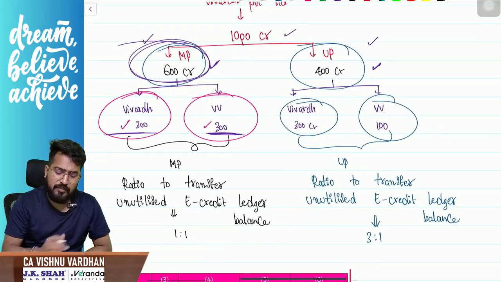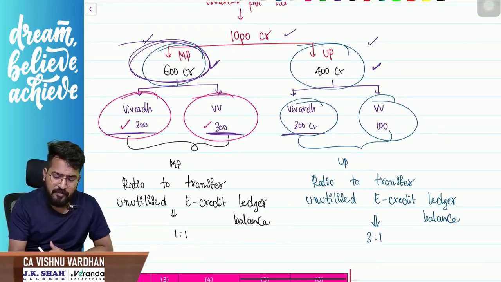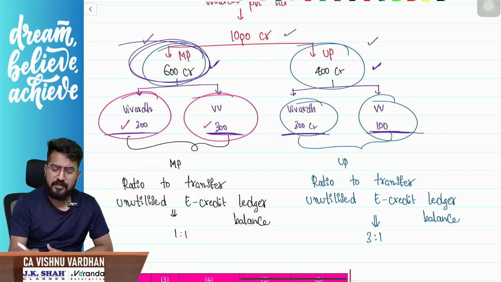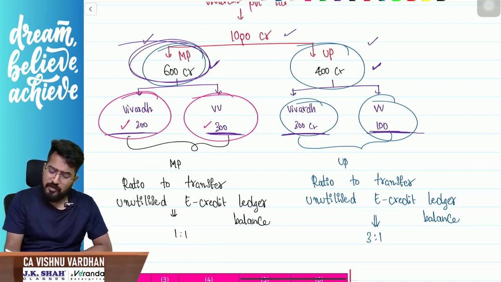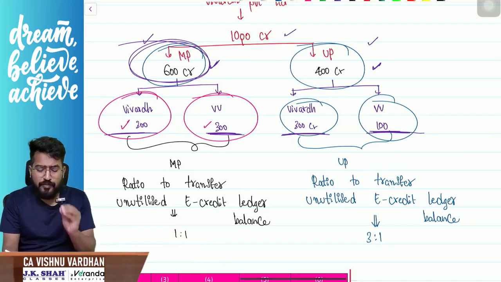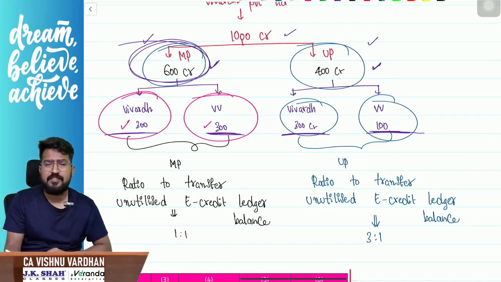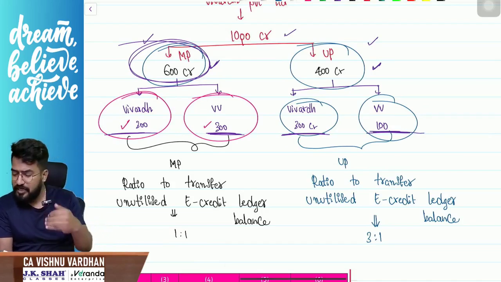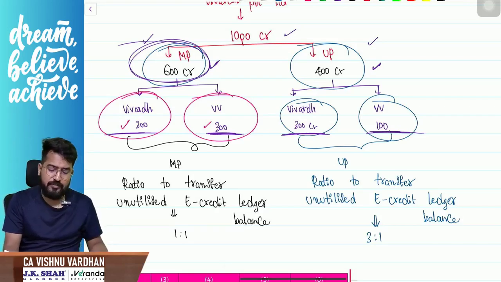So coming to Uttar Pradesh, we are splitting the assets such that Vivarth Private Limited will have 300 crores of assets and VV Private Limited will have 100 crores of assets. So now they are dividing the assets in 3:1 ratio, correct? So the ITC balance also you should divide in 3:1 ratio. Clear?